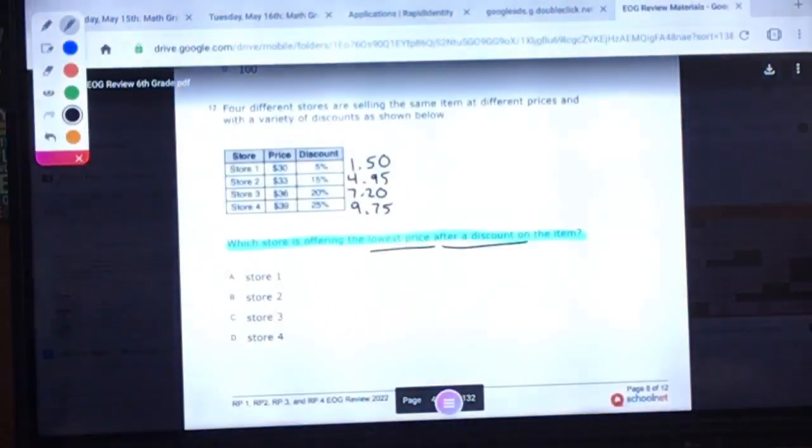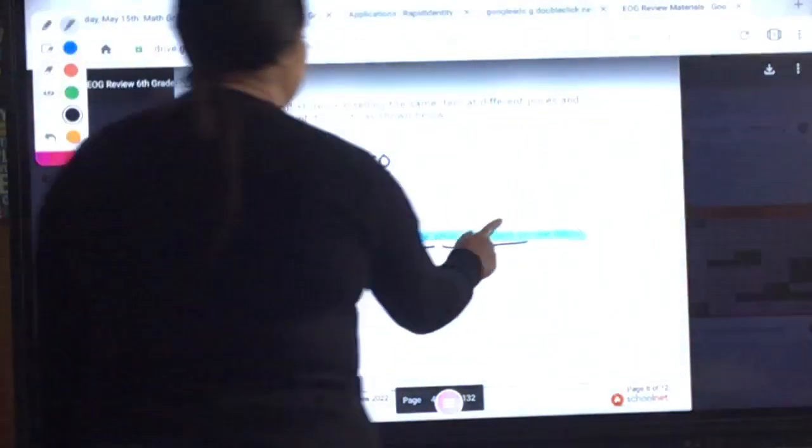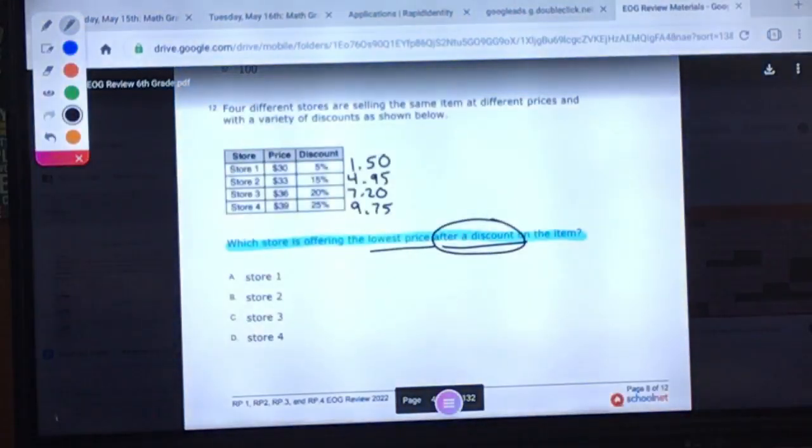All right. Raise your hand if you think A is the correct answer. Raise your hand if you think B is the correct answer. C, D. So right now, all of you are wrong. Why are you all wrong? What does it say? After the discount. So what we found was the amount of the discount. We didn't find the answer to that.